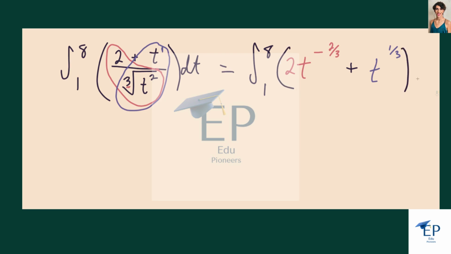And now we can do the power rule, where we add 1 to the exponent. So negative 2/3 plus 1 would be 1/3. And then you multiply by the reciprocal of your new exponent. Well, 2 times 3, because that's the reciprocal of 1/3, is 6. And then this would be to the 4/3 power, and multiply by the reciprocal of that. So it'd be 3/4 times that, from 1 to 8.